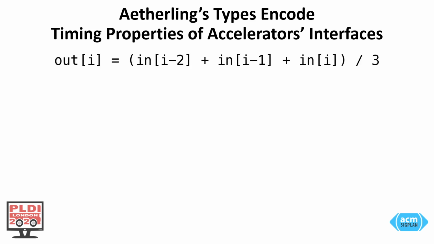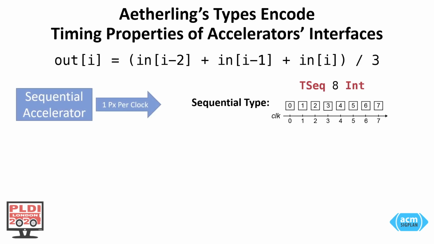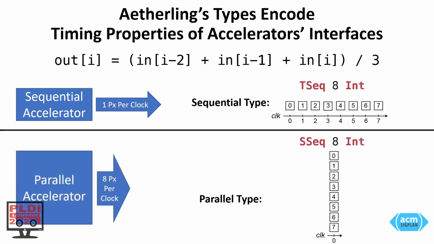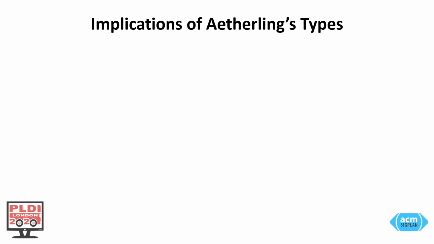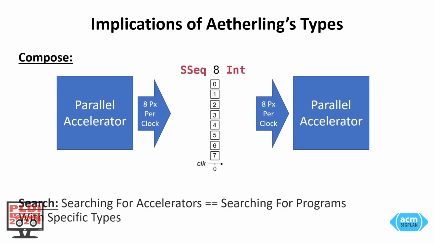Consider a convolution. One Aetherlink convolution program with a sequential type describes a sequential accelerator producing 1 pixel per clock. A different Aetherlink convolution program with a parallel type describes a parallel accelerator producing 8 pixels per clock. The implications of these types are that accelerators compose efficiently if their Aetherlink types match, and searching for accelerator designs is just searching for programs with specific types.